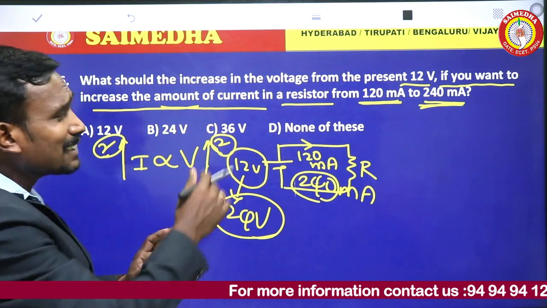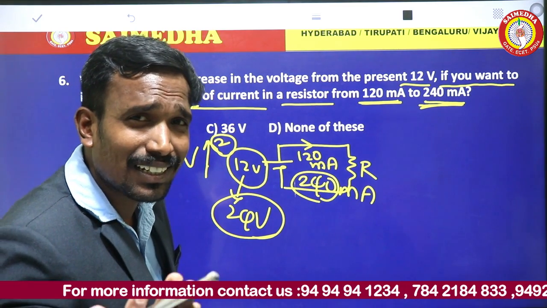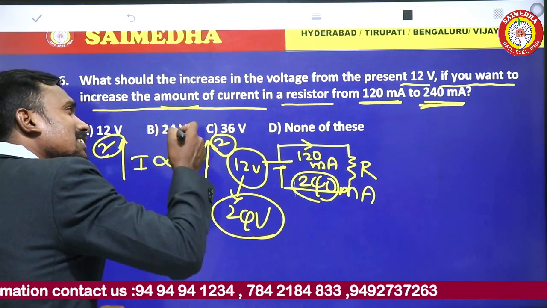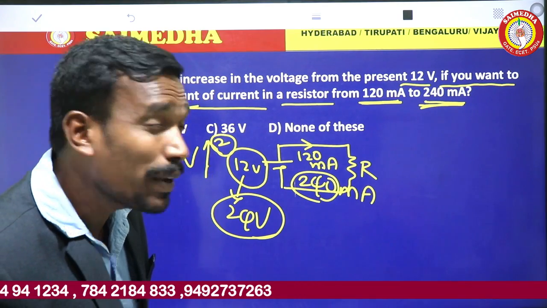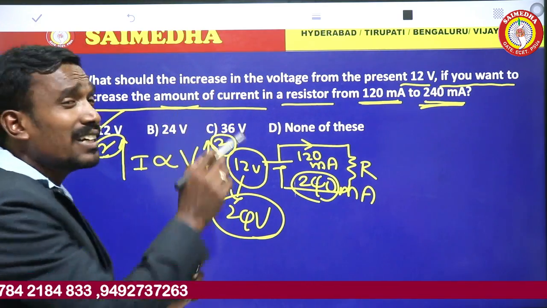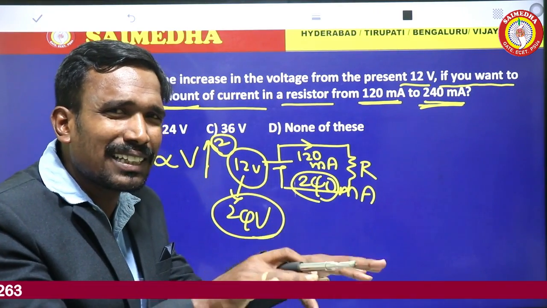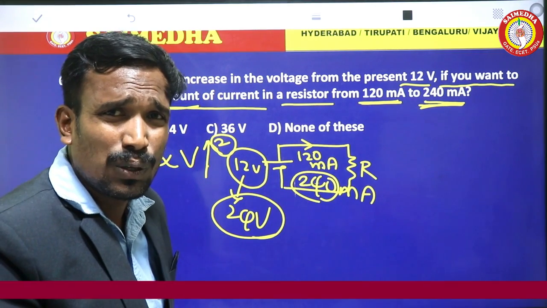But which of the following is the correct answer? Can you tell me? Comment here. The answer is 12 volts. Because what should the increase be? What is the total voltage? They won't ask you like that. Here they didn't ask what is the total voltage.